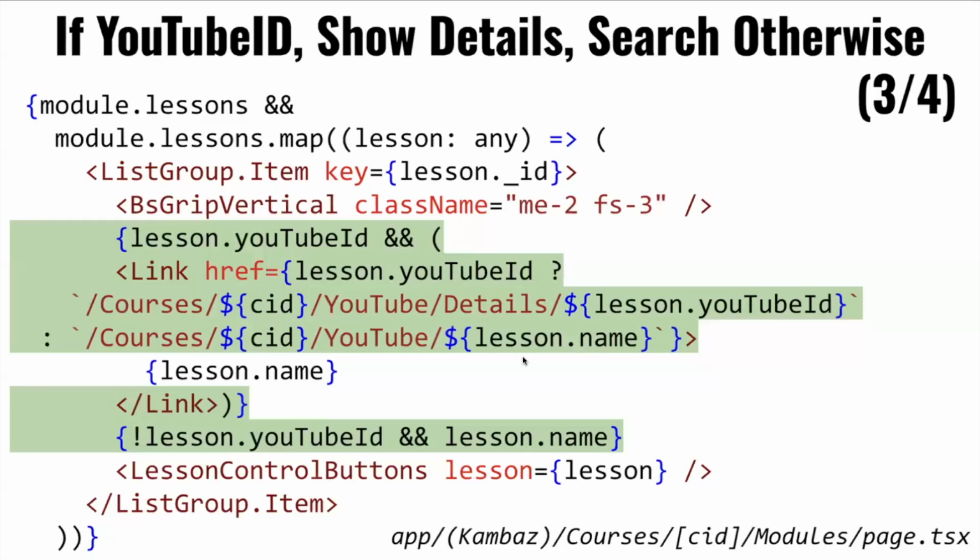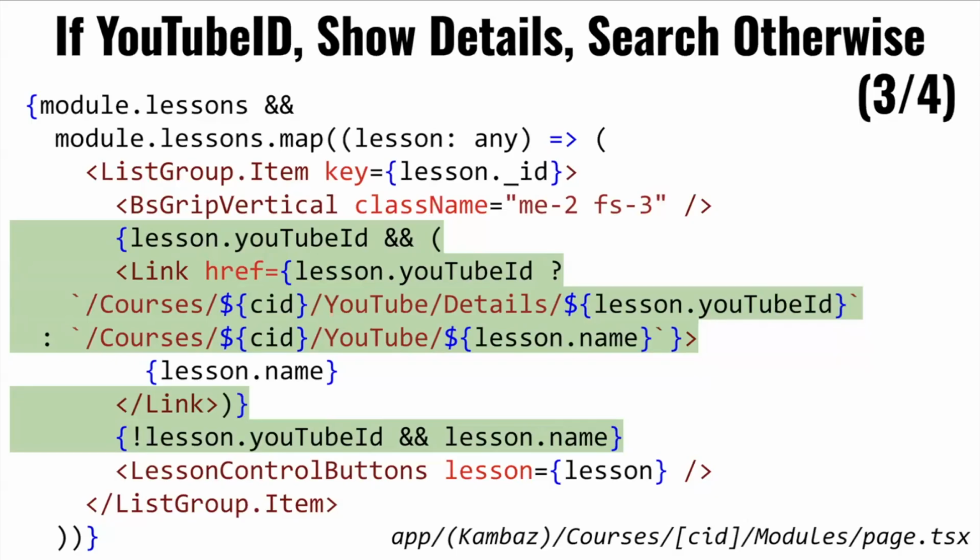So next, we're going to refactor the rendering of the lesson so that as it's iterating over the lessons, it's going to check to see if you have a YouTube ID. If you have a YouTube ID, I'm going to wrap the lesson name with a link, so that it'll go to details and encode the YouTube ID, and it will display that specific YouTube video.